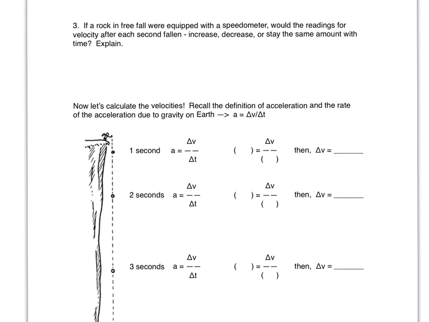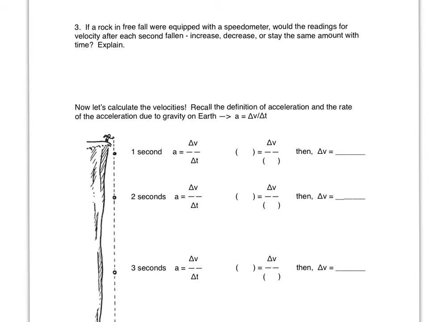So we're going to get that falling rock equipped with a speedometer. So here's our rock, and we got a speedometer on it. That's the thing in your car that measures speed. So how do the readings for velocity change after each second? Do they increase, decrease, or stay the same? And here, they're actually going to change by the same amount every second, because we know gravity is going to change your velocity by negative 9.8 meters per second each second as it accelerates the rock downward.